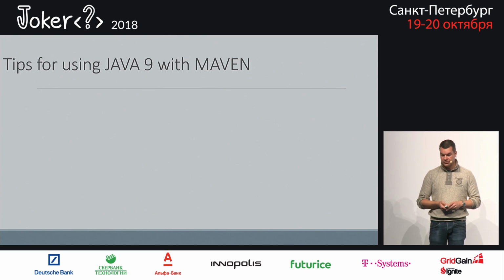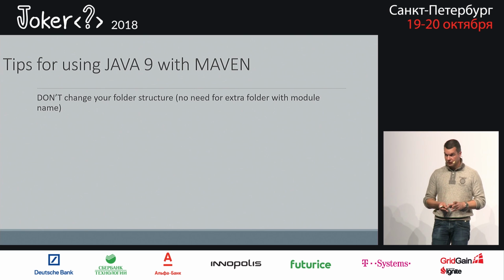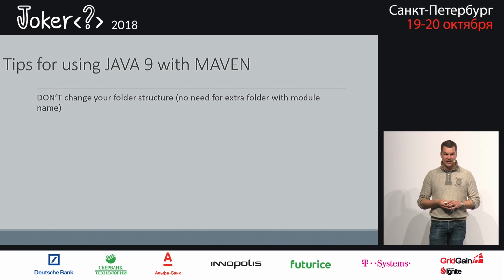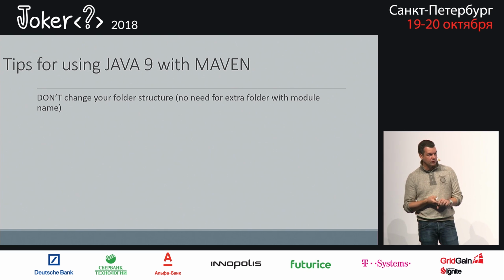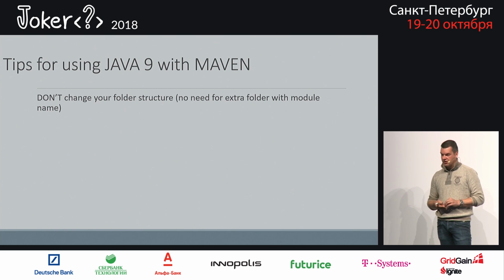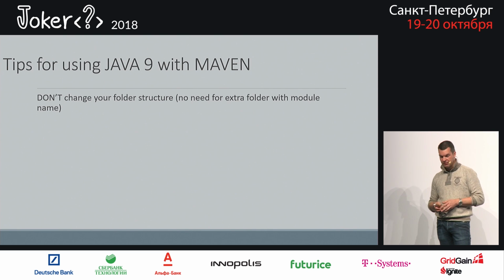So tips for using Java 9 with Maven, or 10 or 11. Don't change your folder structure. If you go to conferences, you quite often see that they use just source and then directly put inside of it their package structure. But they do that because they don't want to refer to a specific tool or framework. So if you take a look at how Java itself is built, they have their own structure. Maven has, of course, its own default structure. Please keep it like this.